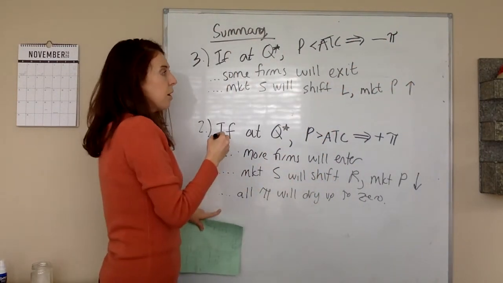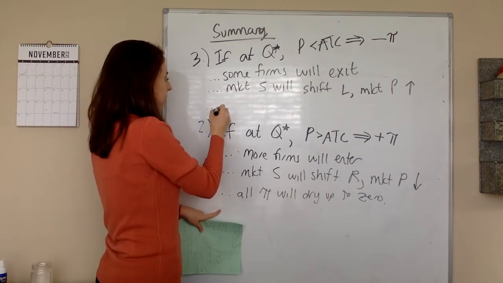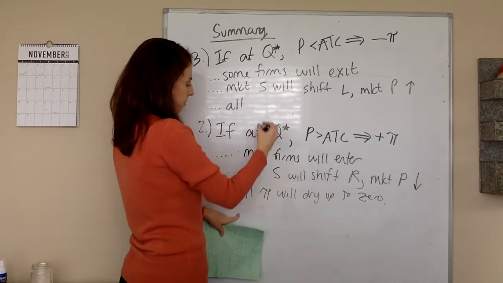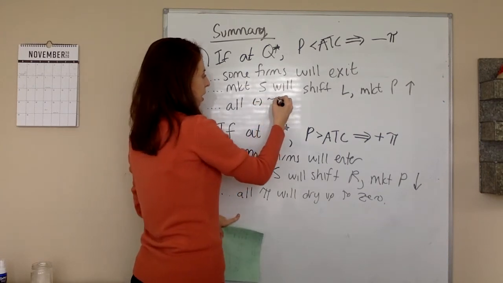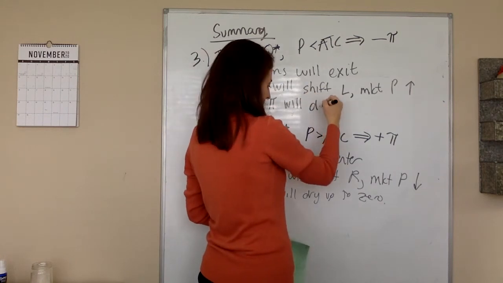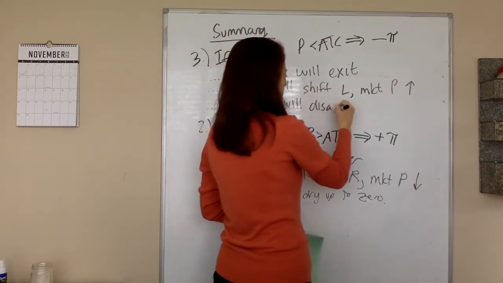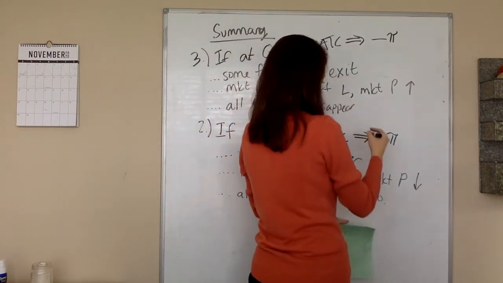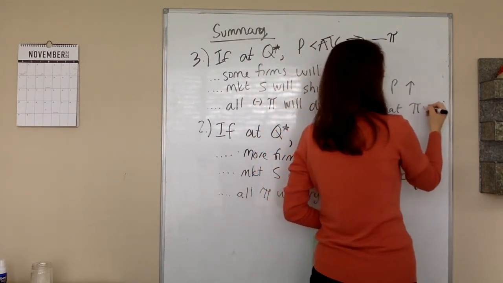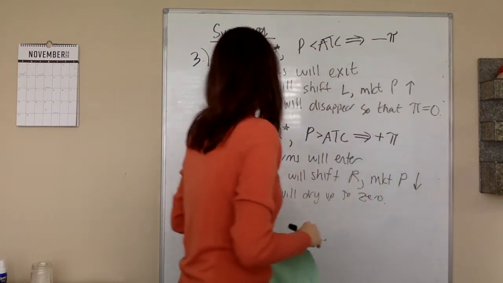And then if you have that higher price bar, then all negative profits will disappear eventually, so that profit again settles at zero.